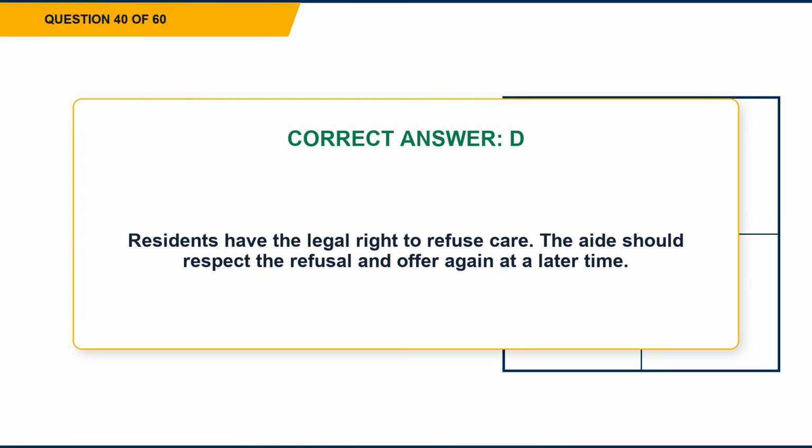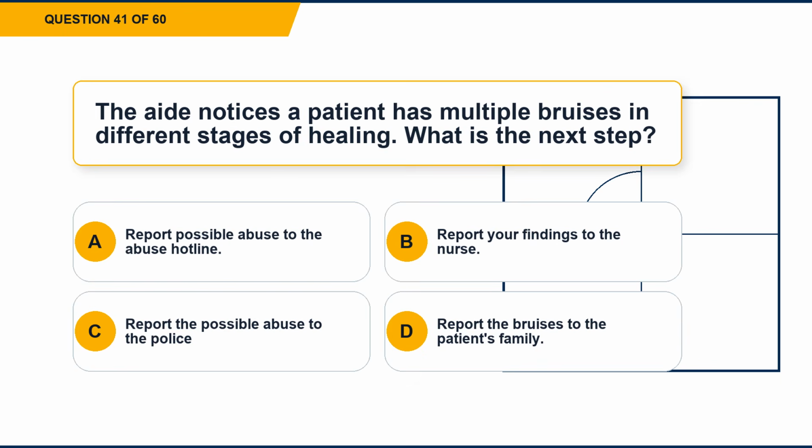The aide should respect the refusal and offer again at a later time. Question 41. The aide notices a patient has multiple bruises in different stages of healing. What is the next step?